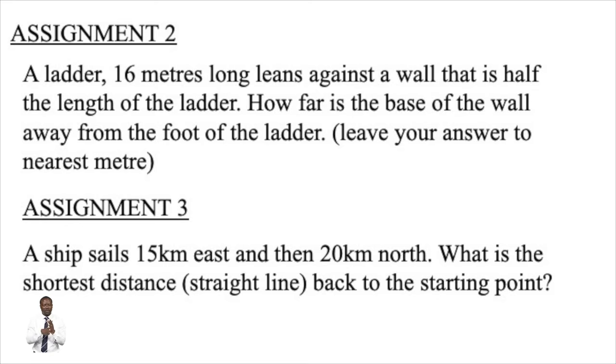Assignment 3. A ship sails 15 kilometers east and then 20 kilometers north. What is the shortest distance? By that we mean a straight line back to the starting point. Per the knowledge we have gathered so far, I believe these questions will be very easy for you to tackle.